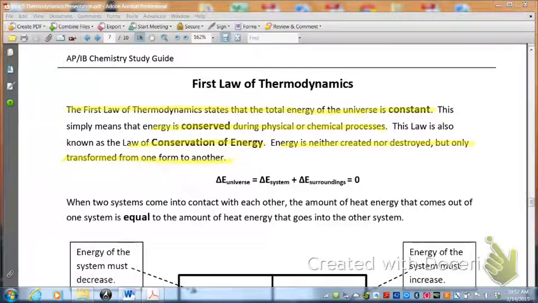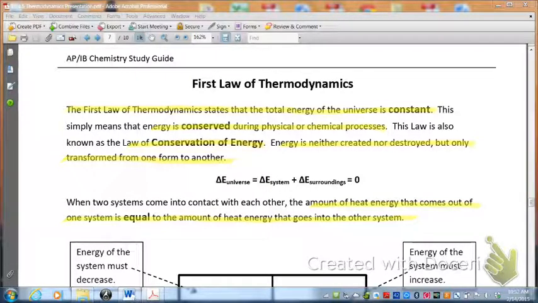Alright? Now, when two systems come into contact with each other, the amount of energy that comes out of one system equals the amount of energy that goes into the other system. And this is really what the law of conservation, or the first law of thermodynamics, means. When two systems are in contact with each other, and there's a flow of heat energy out of one system and into the other, the energy that comes out must be equal to the amount of energy absorbed by the other system, to obey the law of conservation of energy.